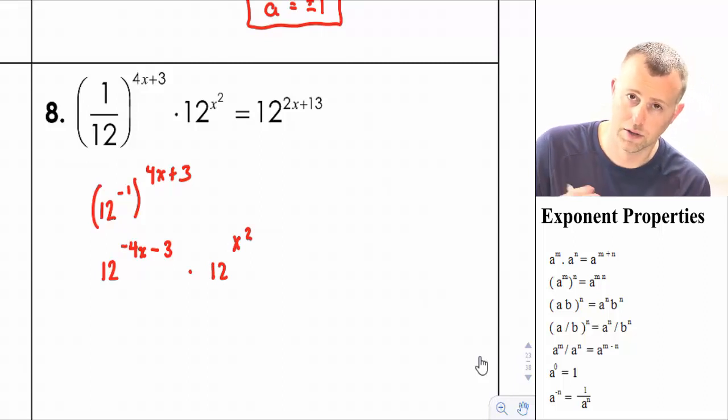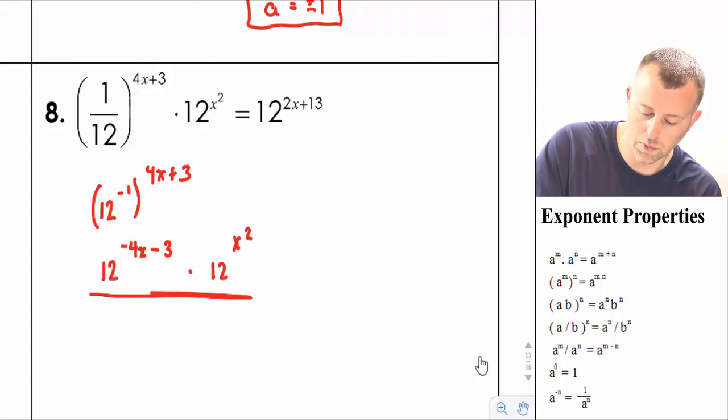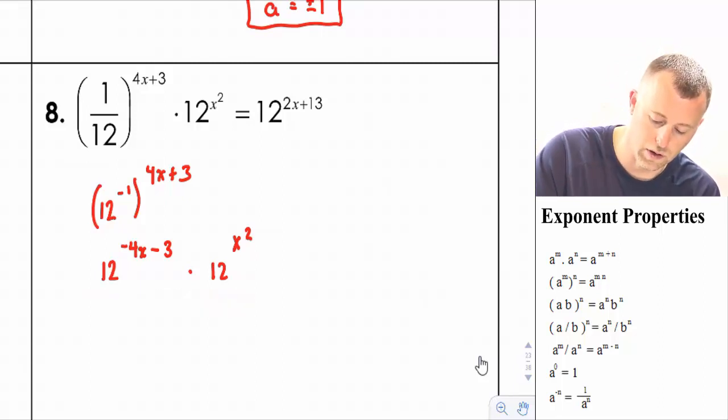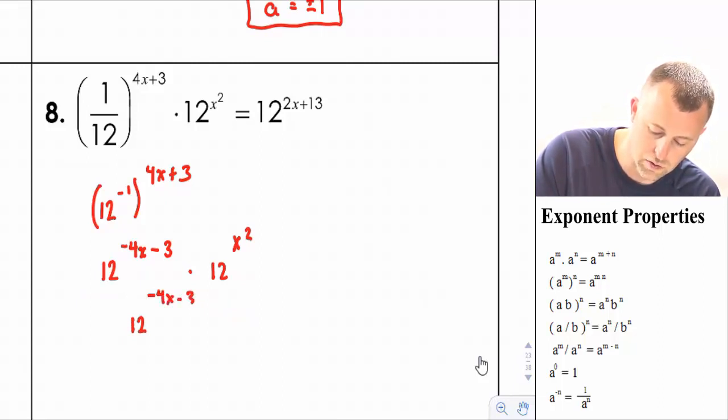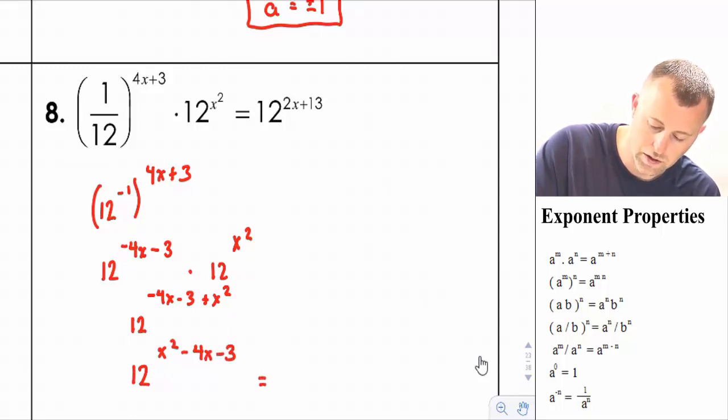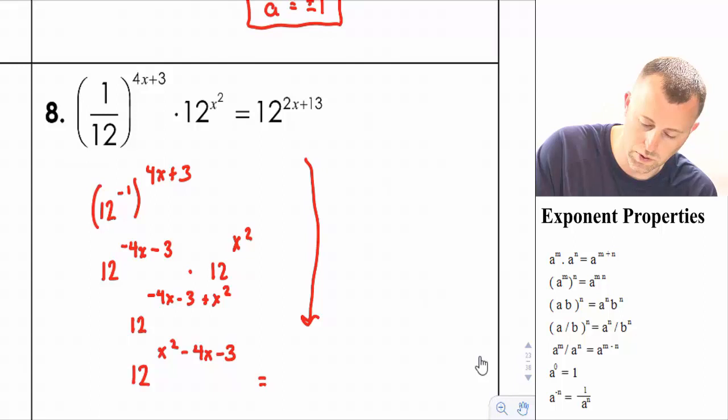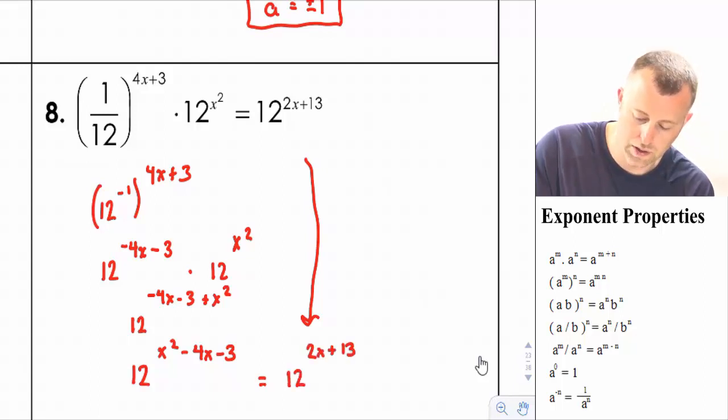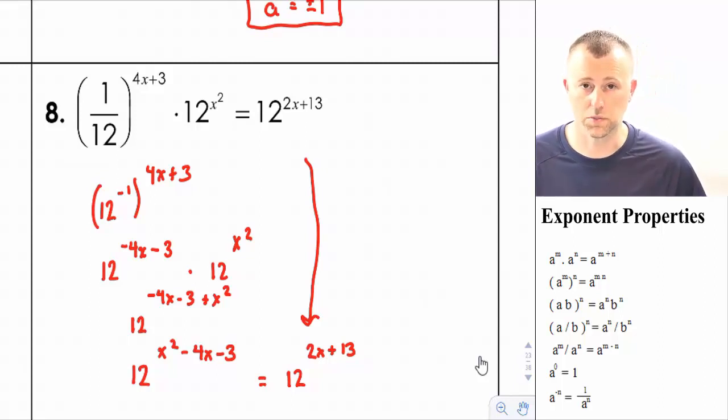And again, I have that right-hand side. I'll copy that down here in just a second. But before I do that, I can use the product property on my left-hand side. So I'm going to go ahead and do that. So this is going to be 12 to the, and again, I'm adding these. I'll just go negative 4x minus 3 plus x squared. But I would prefer to write it like this: x squared minus 4x minus 3. And that's going to equal, I'm going to bring this guy down. I haven't really touched it this whole problem. 12 to the 2x plus 13. So there's my equation all simplified out.